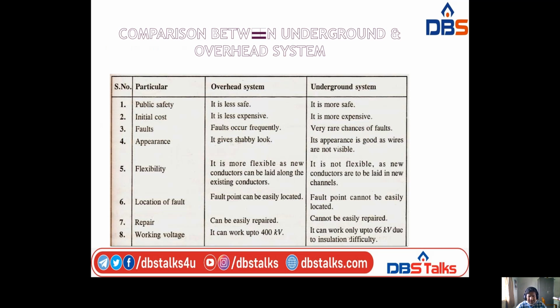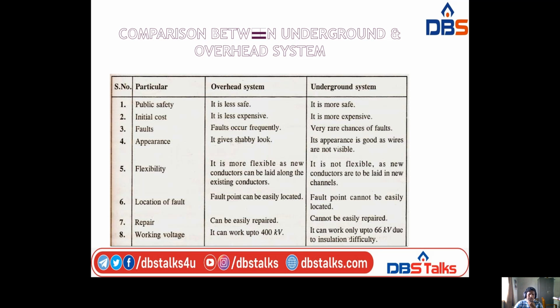Now, lastly, comparison between underground and overhead systems. For public safety, the overhead system is less safe, underground is more safe. As per initial cost, the overhead system is less expensive and the underground system is more expensive. Faults occur frequently in the overhead system, very rarely in cables. Appearance: overhead gives a shabby look, underground gives a good appearance. Flexibility: the overhead system is more flexible, and underground is not a flexible one.